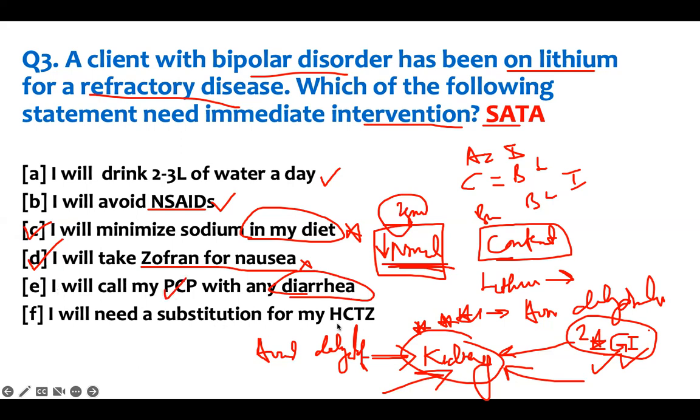I will need a substitute for my hydrochlorothiazide. Yes, this most people don't know. Thiazide is one of the medications that causes lithium toxicity. It's related to how the kidney gets rid of it. At the same time, dehydration, but specifically related to lithium's interaction with the kidney. And therefore, hydrochlorothiazide, we need to change it to another blood pressure medication so that we don't cause toxicity. Therefore, the things you need to intervene on are minimizing sodium and taking Zofran. The rest of them are appropriate.